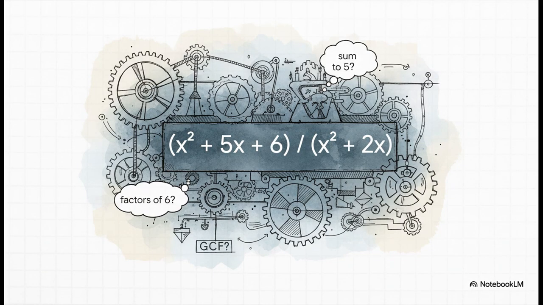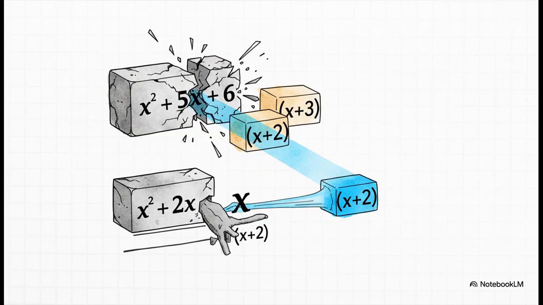Okay, let's level up a bit. This time we're dealing with trinomials. We need to simplify x squared plus 5x plus 6, all divided by x squared plus 2x. The process is exactly the same, but our factoring is going to be a little more involved. So let's factor. For the numerator, we need two numbers that multiply to 6 and add to 5. That's going to be a positive 2 and a positive 3. So we get x plus 2 times x plus 3.